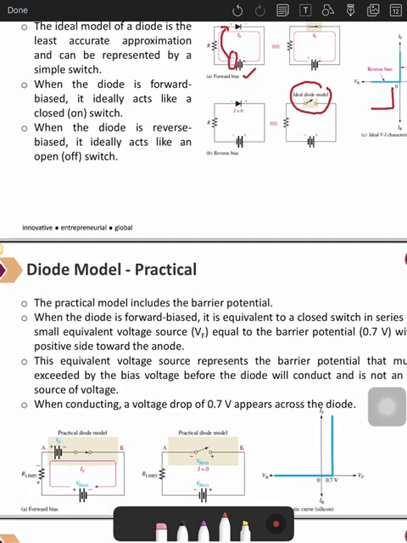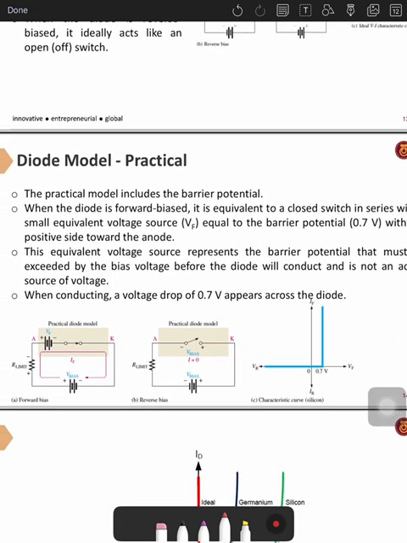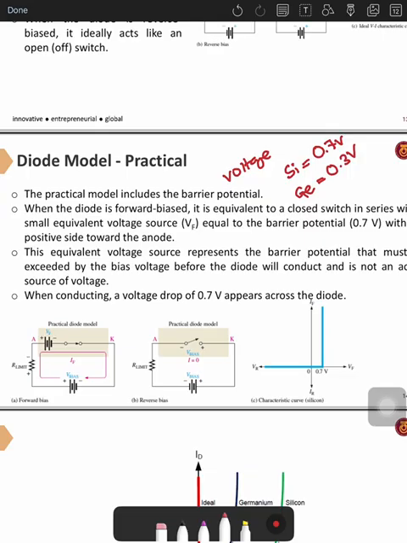So for the practical diode, we have to include the barrier potential, the voltage of the diode itself, in which when we use the silicon diode, the potential barrier would be 0.7 volt. Meanwhile, if we apply the germanium, it is 0.3 volt. So it is very important for you to consider this value when you want to solve and analyze the diode circuit.